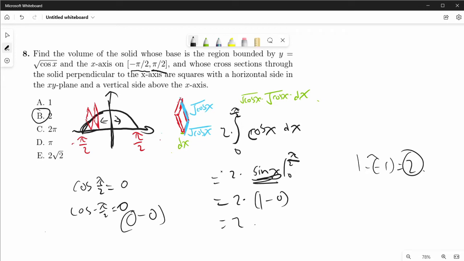If somehow your volume equals 0, what you could do is just split the two parts up, and then do 2 times whatever from 0 to pi over 2 instead of negative pi over 2 to pi over 2.